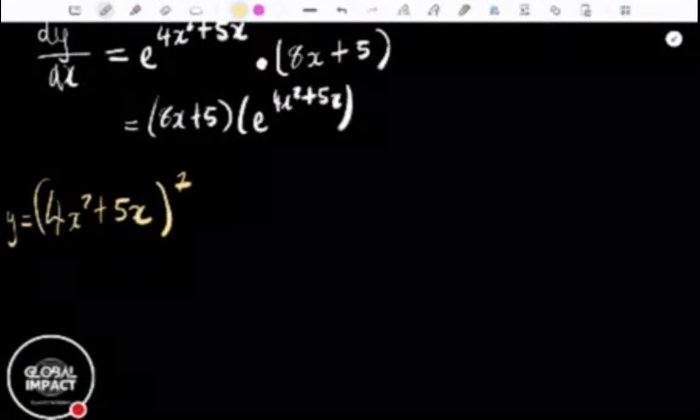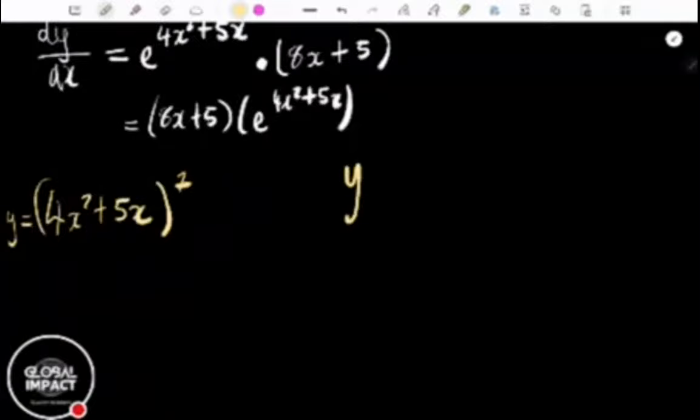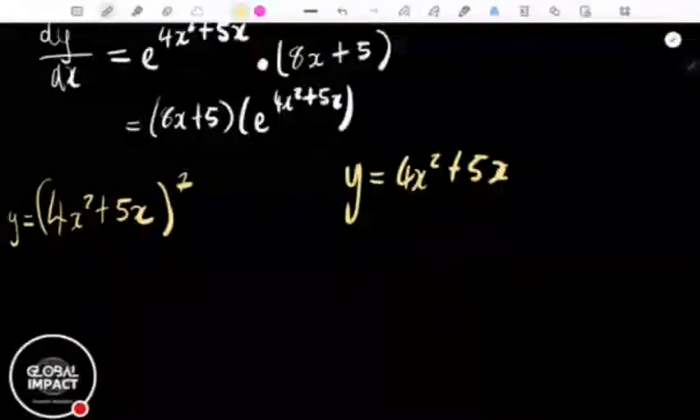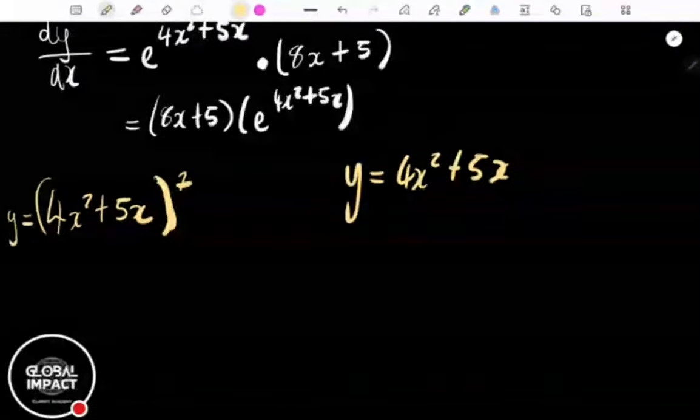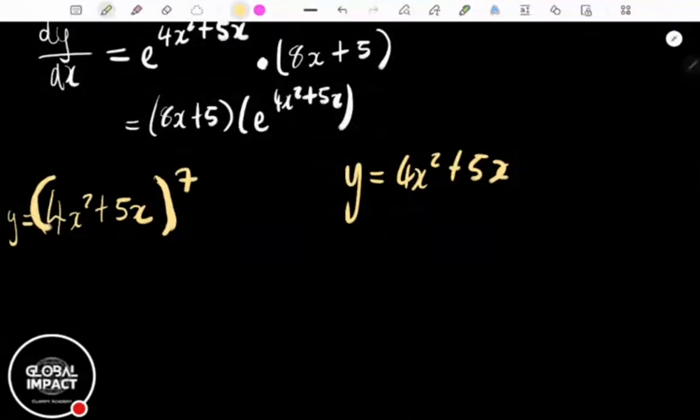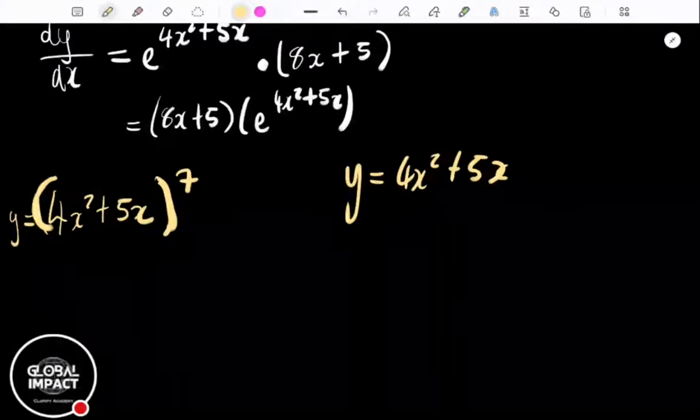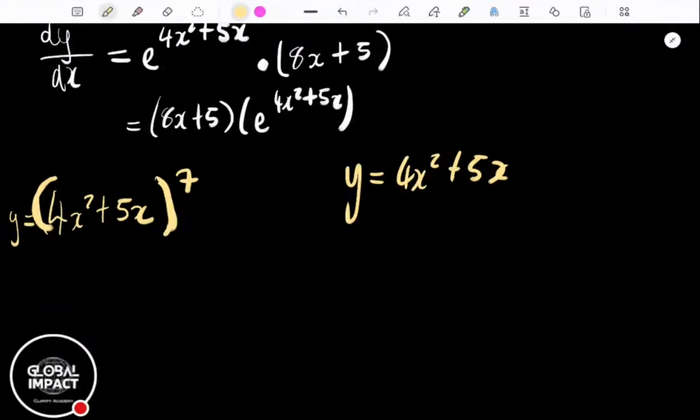You say to me, what are you talking about? If y was 4x squared plus 5x, this would not be a composite function. This is a normal one. But what is this power of 7 doing? It's outside, multiplying everything. So it makes it a composite function. When you see something like this, this is a composite function. So how do we differentiate this composite function? We start by differentiating the outside. It's the chain rule.